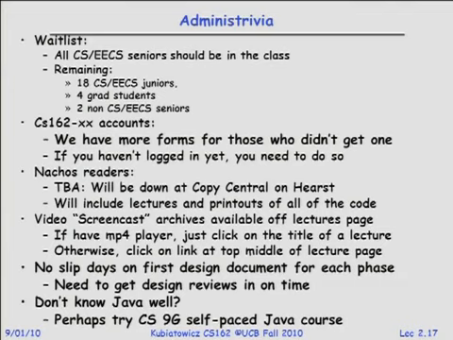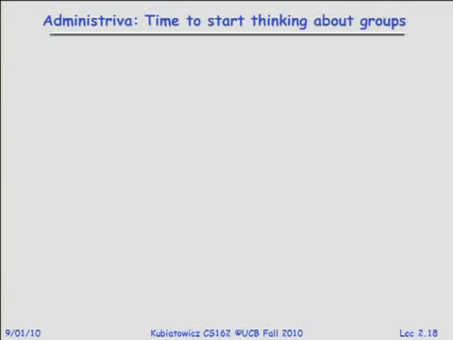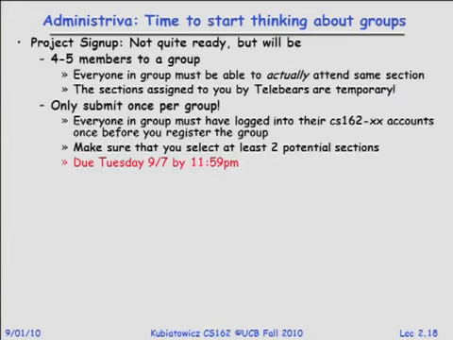Time to start thinking about groups. So here's what's going to happen. Next Tuesday, that's a week from yesterday, you're going to have to submit your group by saying which sections you can attend. And so that means you should figure out what groups you're in. Now, basically, we're not quite ready for you to do that.